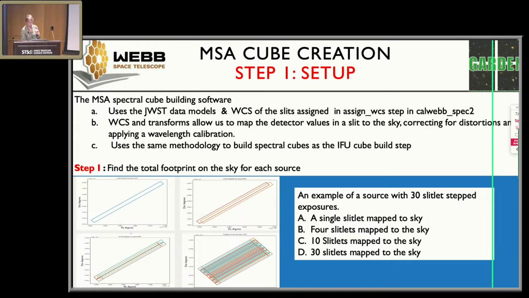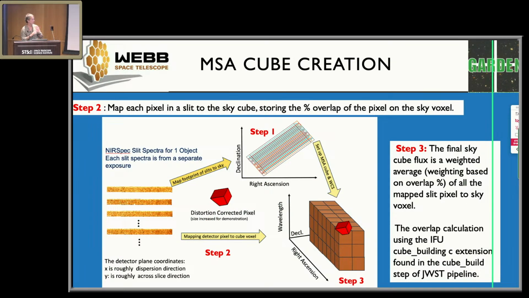And which one of these buttons works? There we go. This is how we're building the cubes for the MSA. We have 3 steps, and we use a lot of stuff from the IFU cube building code, which made it easier. So here is a slit.